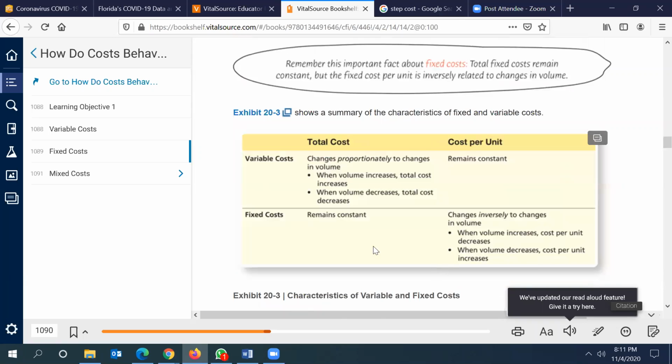So coming back down to their little chart, they remind us that fixed costs in total are constant as volume changes. Then fixed cost per unit changes inversely to changes in volume. Well, when volume increases, fixed cost per unit is going to decrease. That's because we are dividing a numerator of total fixed cost, which stays constant, by volume. If volume is increasing, we are dividing by more and more. So fixed cost per unit is going to go down. And conversely, when volume decreases, fixed cost per unit increases.